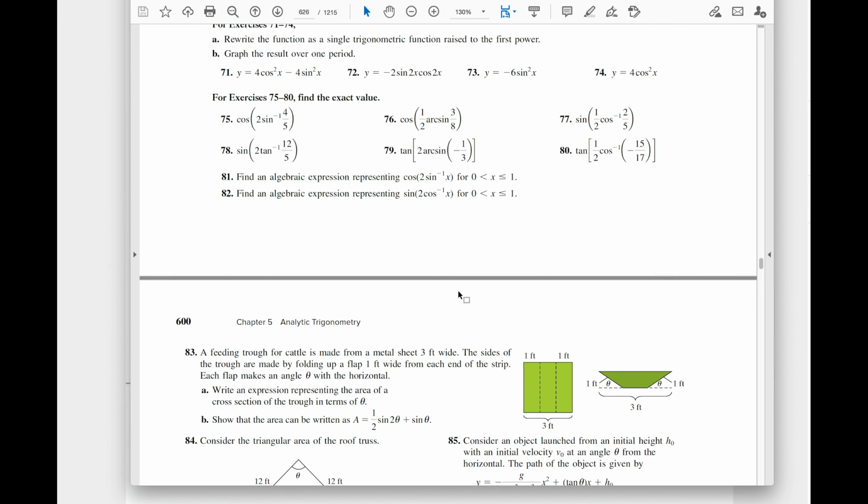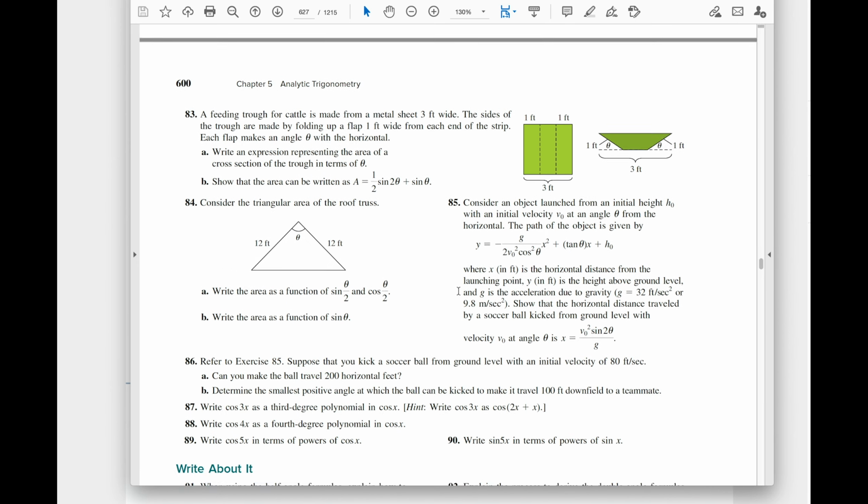Let's do one more problem. Let's go to the very last problems here.